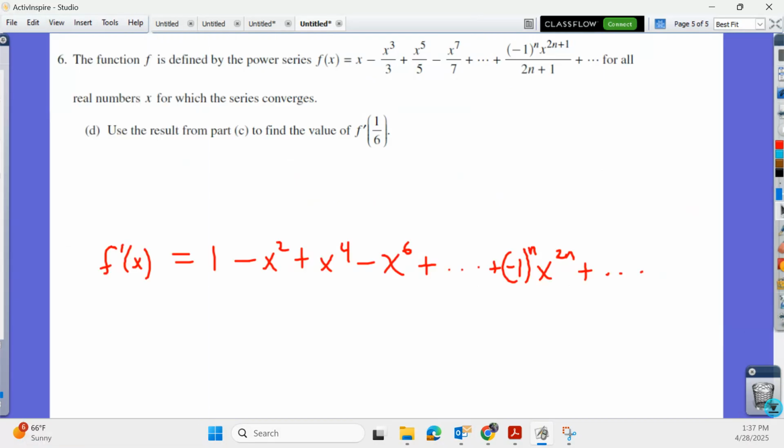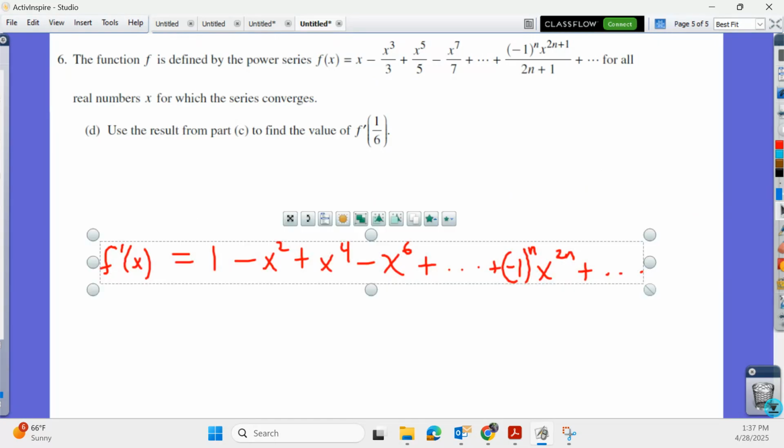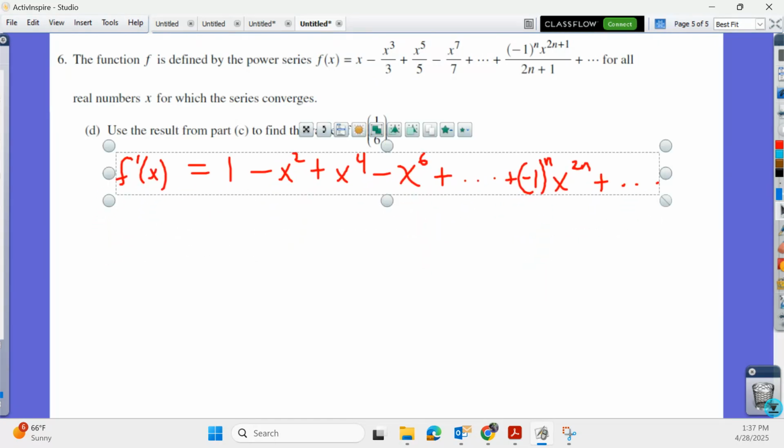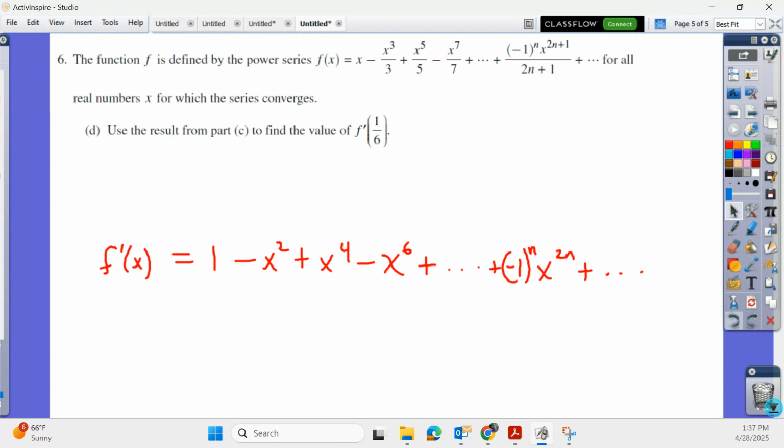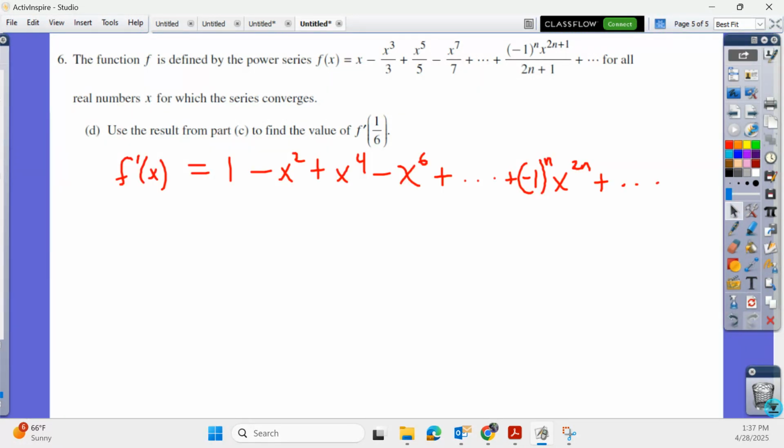All right, so on part D, find the value of f prime of 1/6. Now you might be tempted to approximate f prime of 1/6 by plugging 1/6 in and doing a few terms. And you'll get very close because this converges fast, right? 1/6 to the 6th power is very small. So you could do that and you'd be close, but you wouldn't be right.